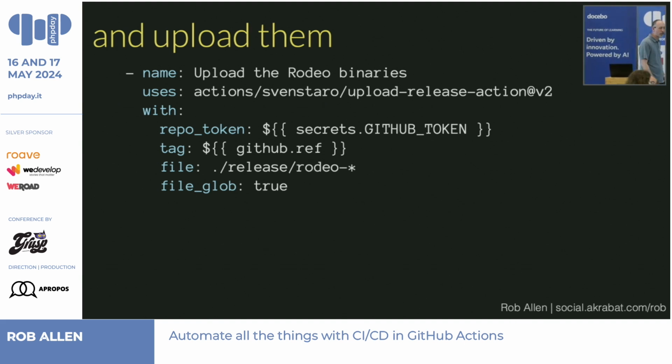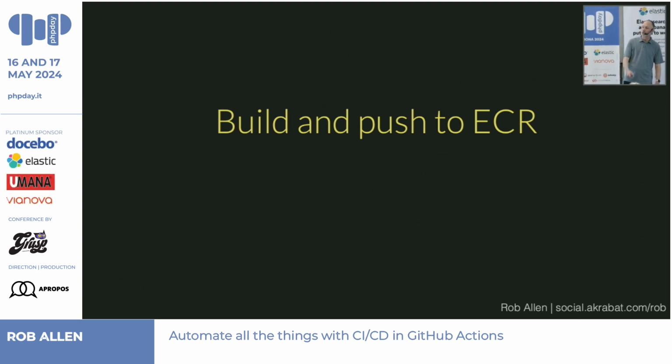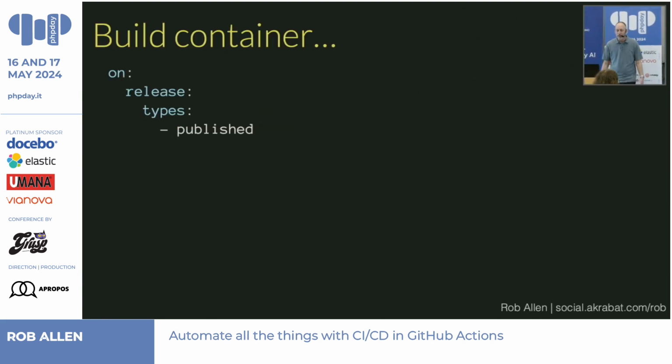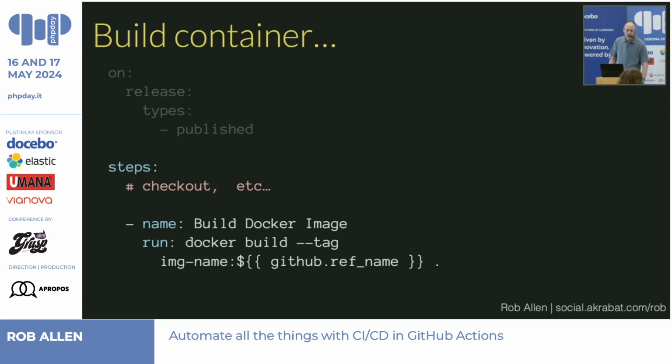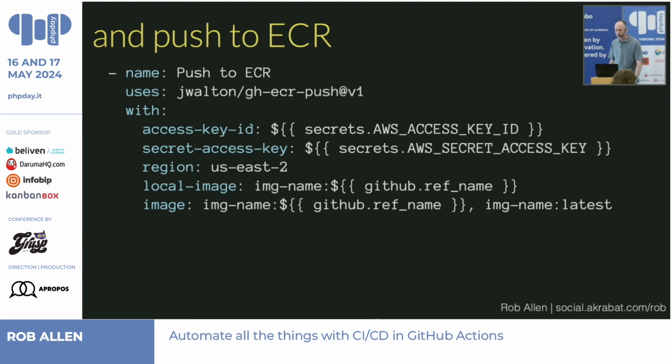That's great if you're writing a program. What happens if you're doing an actual website? Are you doing Docker? You've got to push your containers to your repository. So ECR if you're on AWS maybe, or Docker Hub or wherever. Again, it's on publish. Again, you're doing the same sort of steps. This time we're doing the Docker build, but we're going to tag it. So we're going to tag it with the ref name, which is the tag name, or the release name, which is the same for me. So once we've done that, we can push it to ECR.